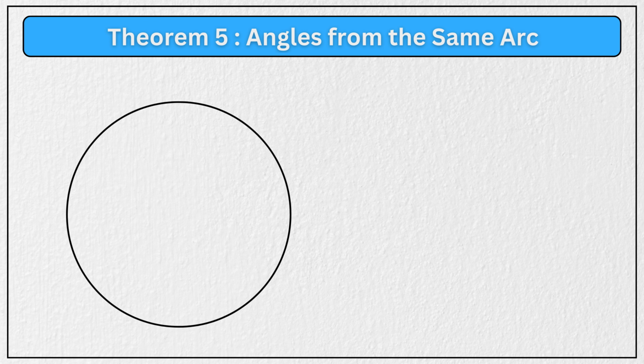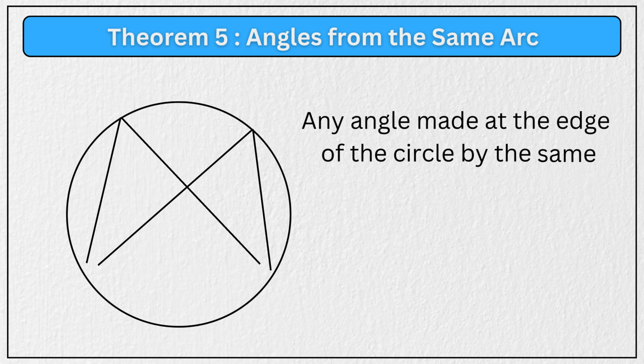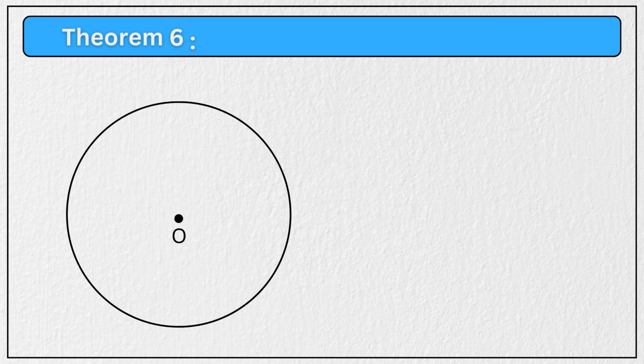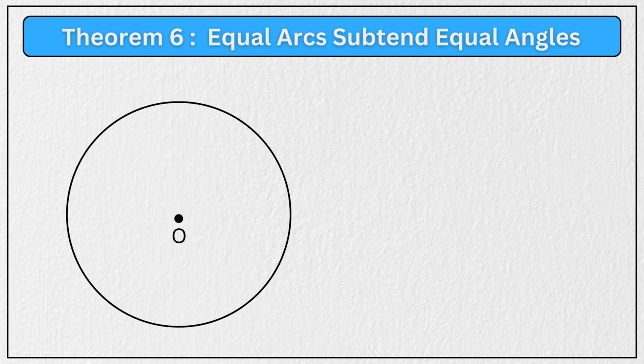5. Angles from the same arc theorem. This theorem states that any angle made at the edge of the circle by the same arc is always equal. So if arc AB forms angles ACB and ADB on the circumference like this, then angle ACB is equal to angle ADB.